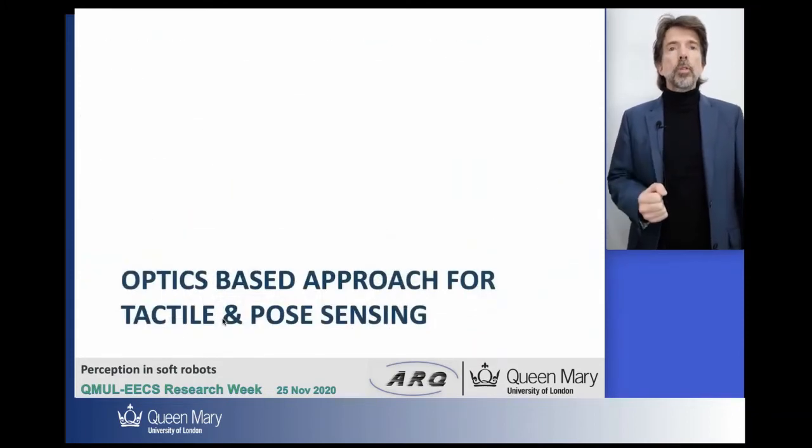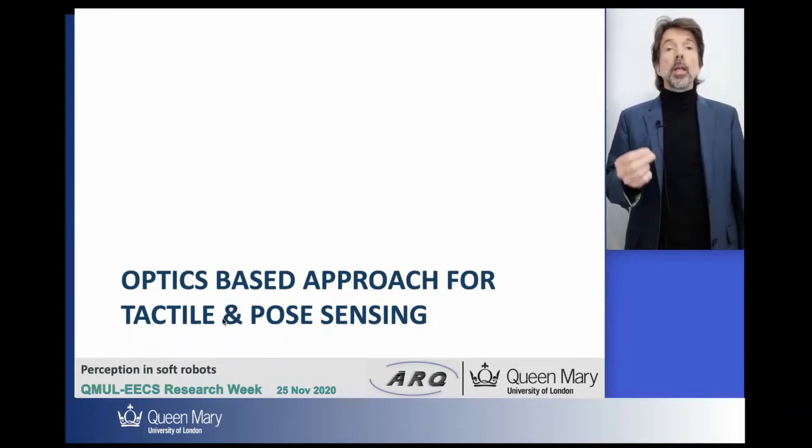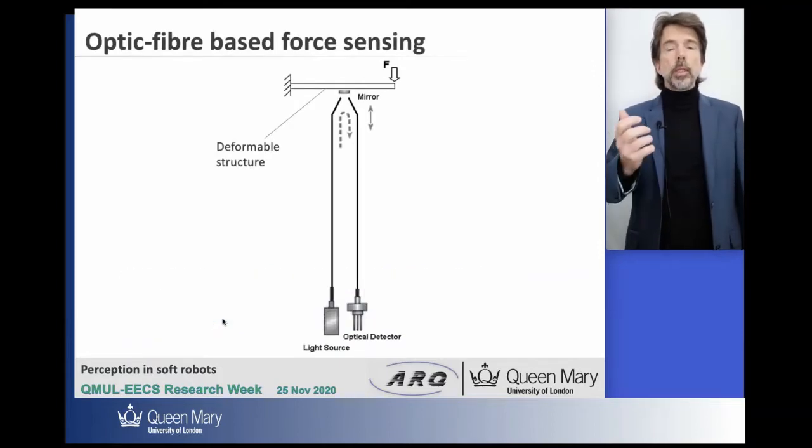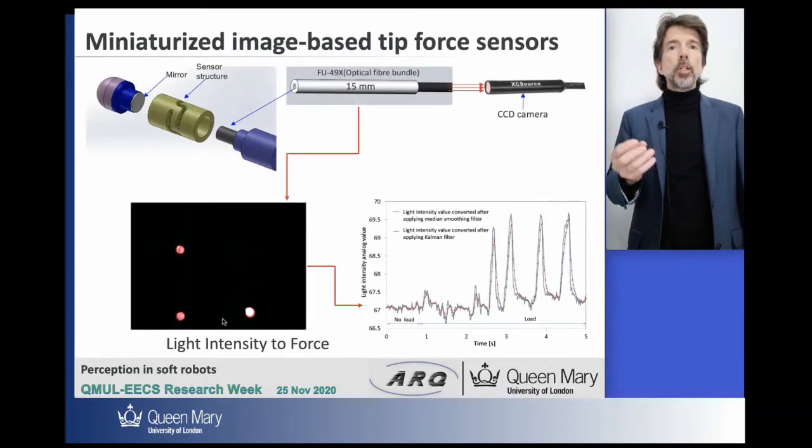However, I would like to focus on the approach that we are taking here, and we are using an optics-based approach for tactile and pose sensing in soft robots. This work relates to work we started maybe 10 years ago, and the idea is to measure light intensity variations due to forces being applied to a deformable structure. This allows us to relate the light intensity measured to the forces applied. In this way, we can appreciate the forces applied to different kinds of structures.